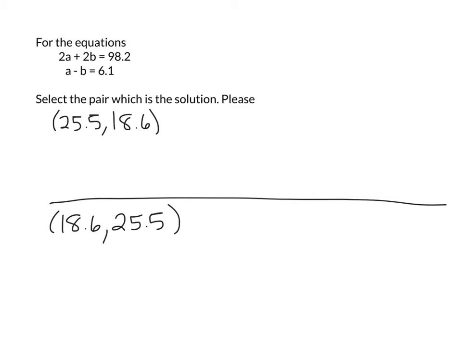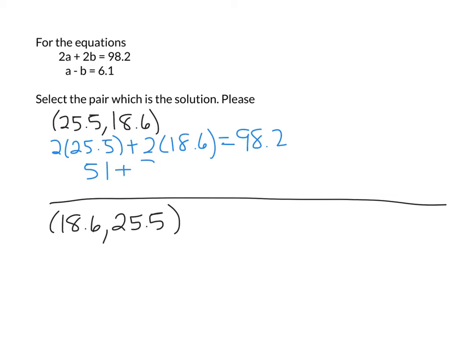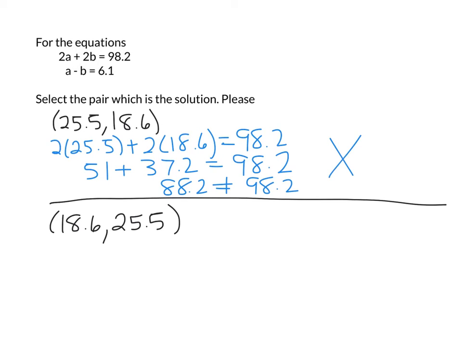Now going on to our third pair, which is 25.5 and 18.6, we're going to start substituting that in the first equation. So 2 times 25.5 plus 2 times 18.6, and we're going to test if that's equal to 98.2. And that will give us 51 plus 37.2, and we're testing to see if that's 98.2. And it actually comes out to be 51 plus 37.2 is 88.2, which is not equal to 98.2, so we're not going to go any further because it doesn't matter if the second equation is satisfied. That 25.5 and 18.6 is not a solution.